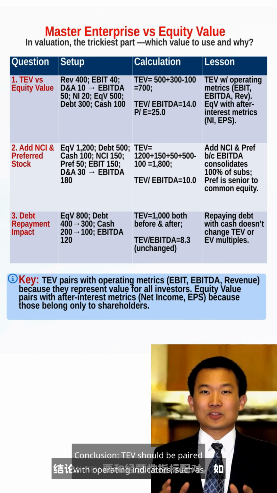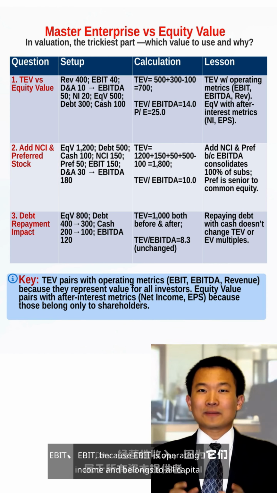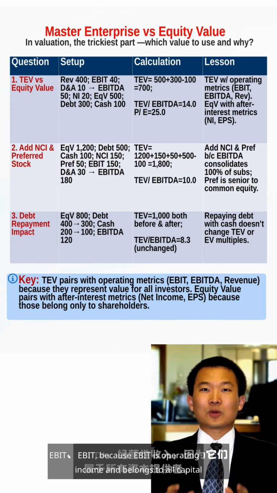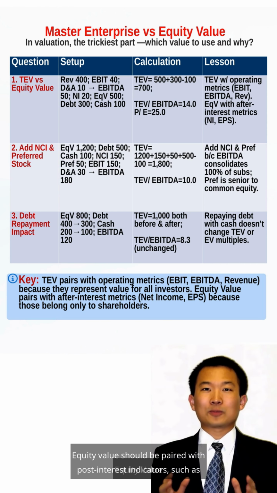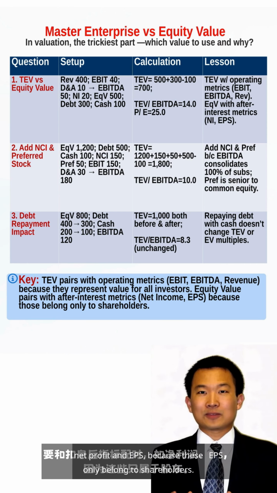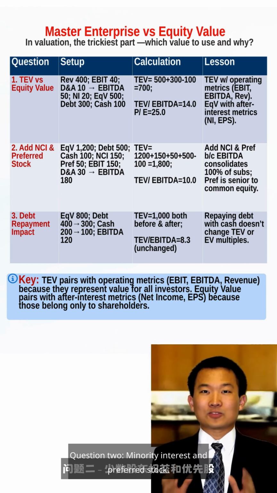Conclusion: TEV should be paired with operating indicators, such as EBIT, because EBIT is operating income and belongs to all capital providers. Equity value should be paired with post-interest indicators, such as net profit and EPS, because these only belong to shareholders. Question 2. Minority interest and preferred stock.